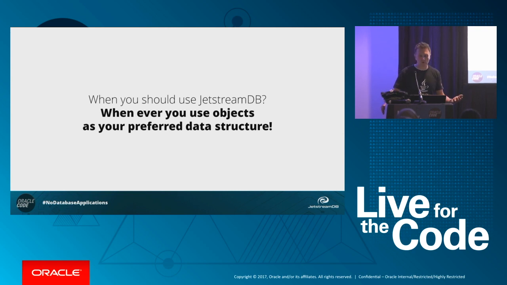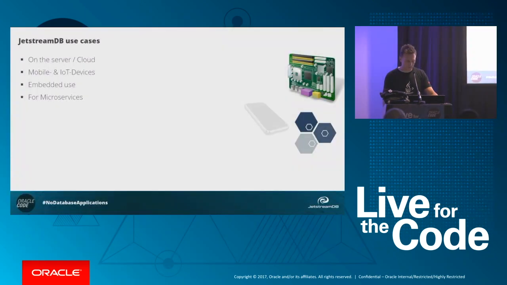When do you use Java objects in Java? Always, don't you? So we say when you use Java objects, then you can store your object graph with Jetstream. So you can combine it with all Java frameworks, with all cloud frameworks. It's only a Java API which cares for storing the object graph, not more, not less.